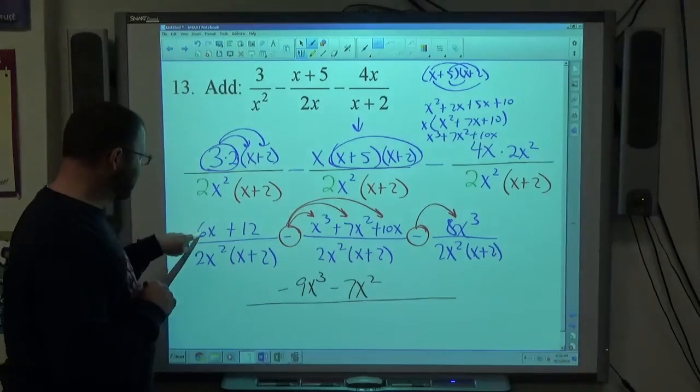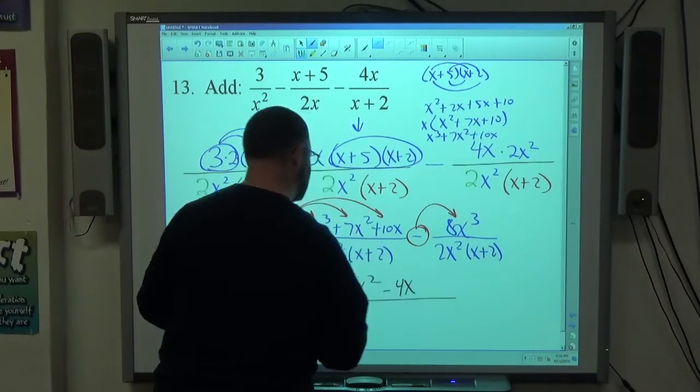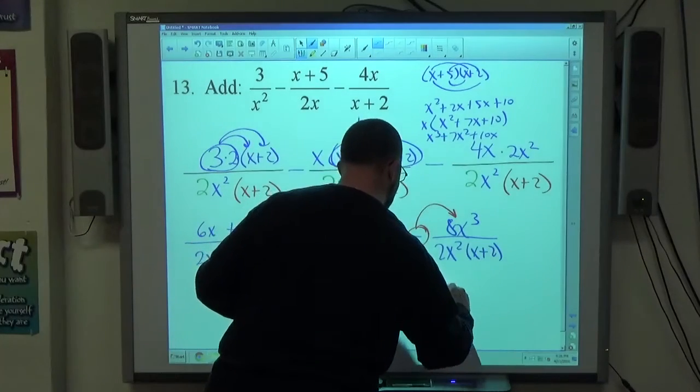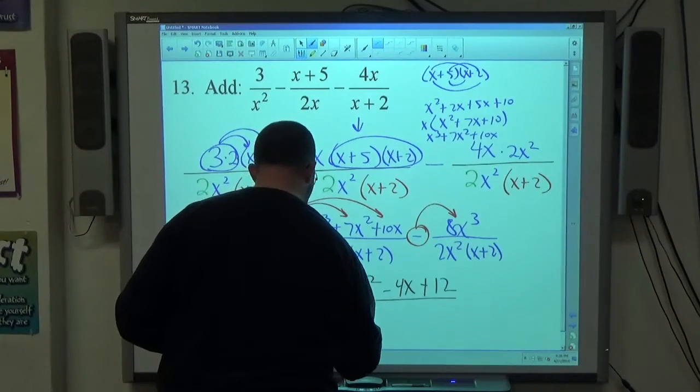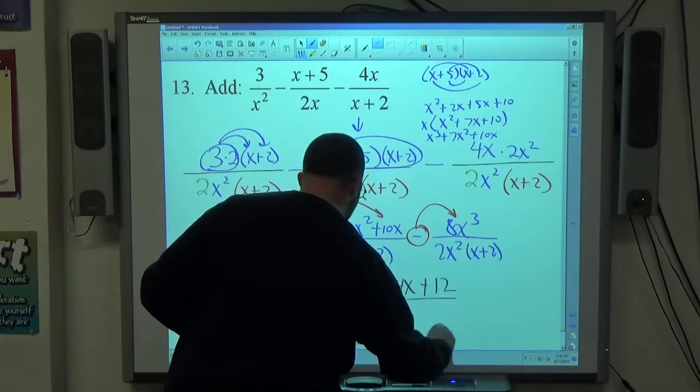Looking at the x's, 6x minus 10x. Constants, plus 12. All that goes over the common denominator, 2x squared times x plus 2, and that is the answer to the problem.